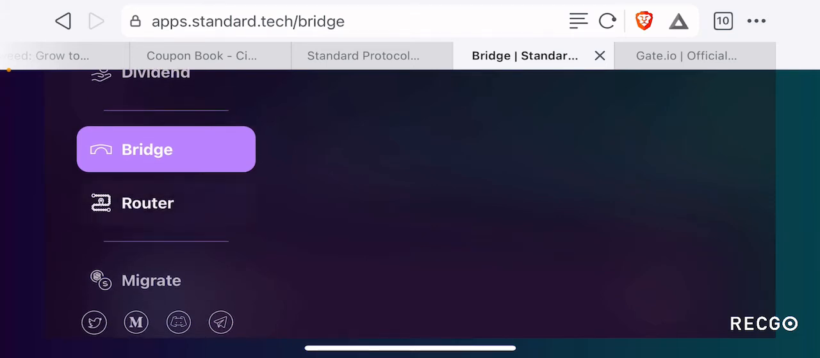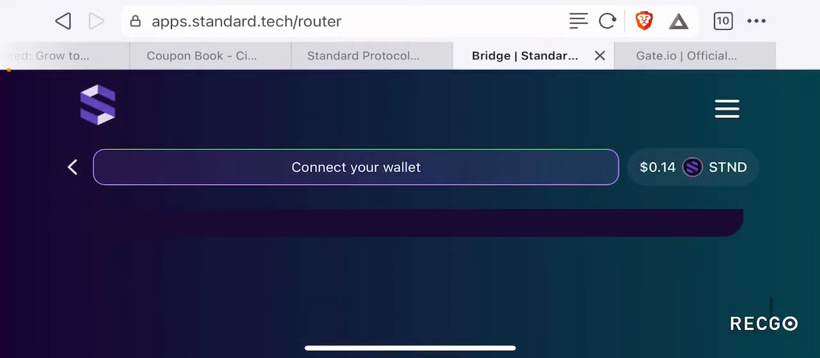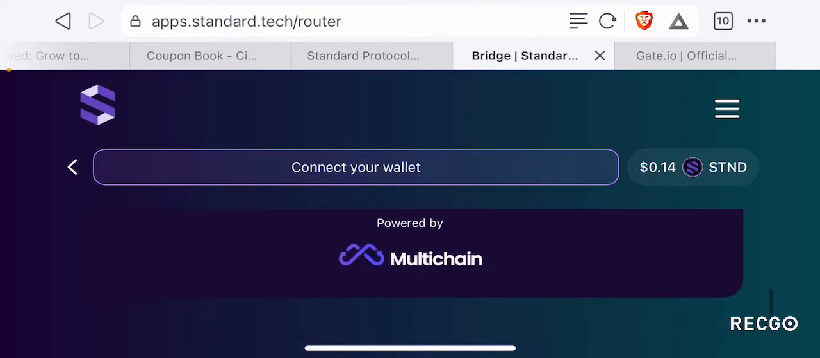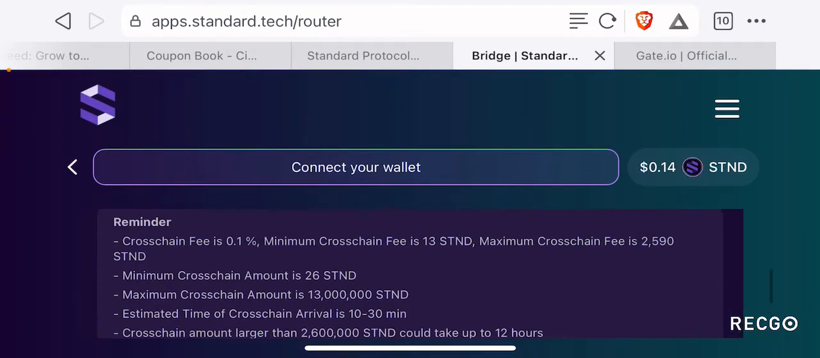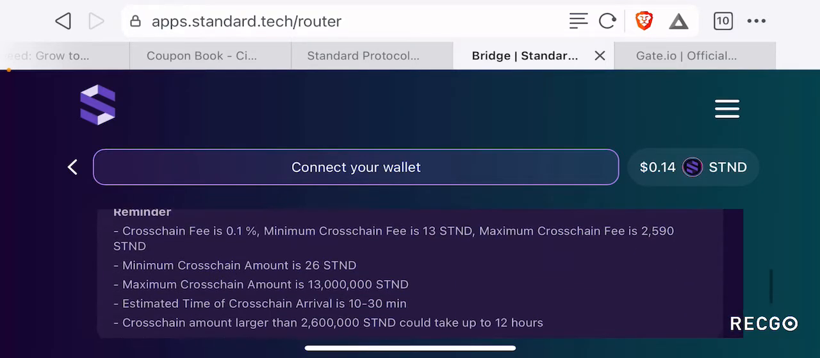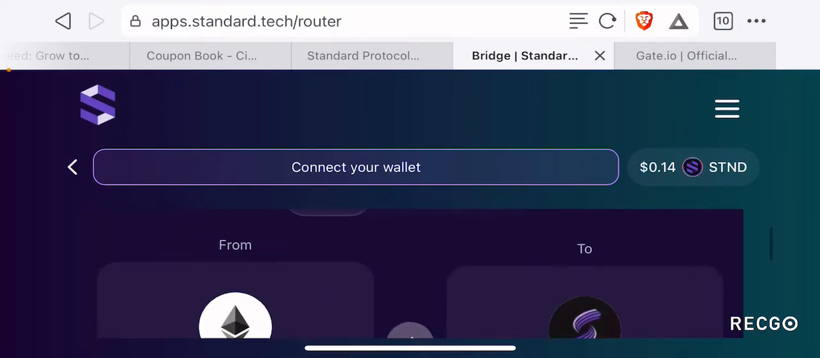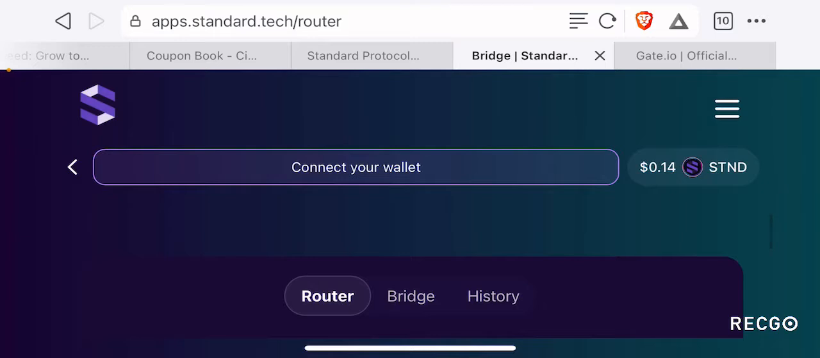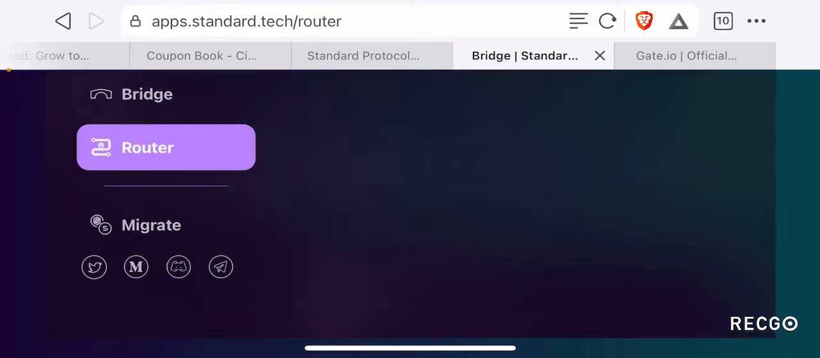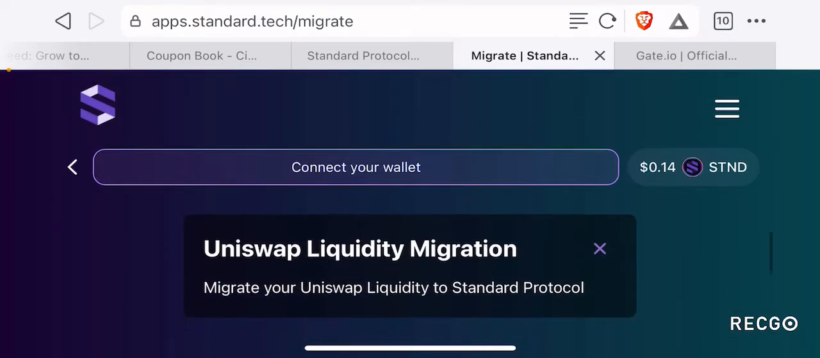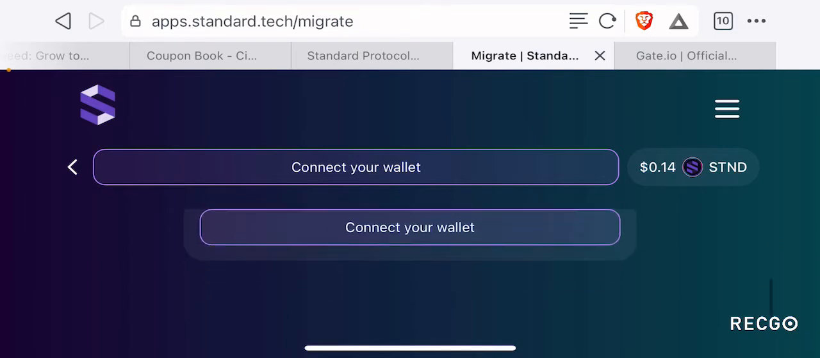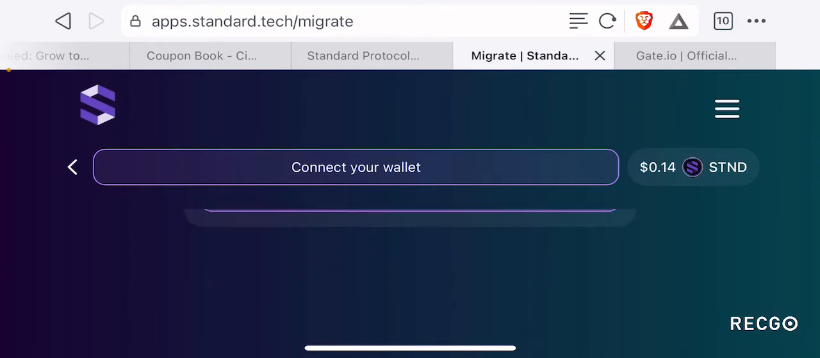You can also see the router function, which is powered by multichain.org. If you look here, they have the routing mechanism as well, so you can access the history of the routing, and you can migrate your liquidity from Uniswap to this platform. So it's a pretty straightforward and simple platform that allows you to do a lot of things, including provide liquidity and earn their STND tokens.